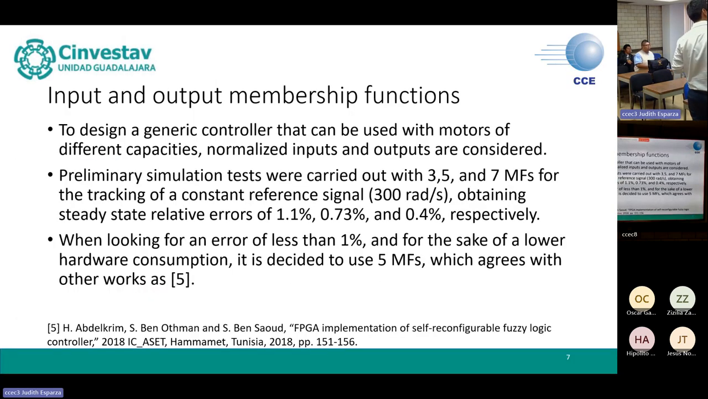For the input and output membership functions, to design a generic controller that can be used with motors of different capacities, normally normalized inputs and outputs are considered. Preliminary simulation tests were carried out with 3, 5, and 7 membership functions for the tracking of a constant reference signal, obtaining a steady state error of 1.1073 and 0.4%, respectively. We're looking for an error less than 1%. And for the sake of lower hardware consumption, we decided to use 5 membership functions, which agrees with other works.